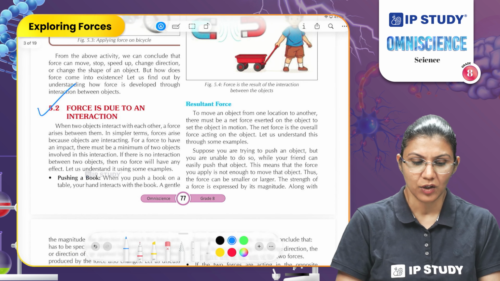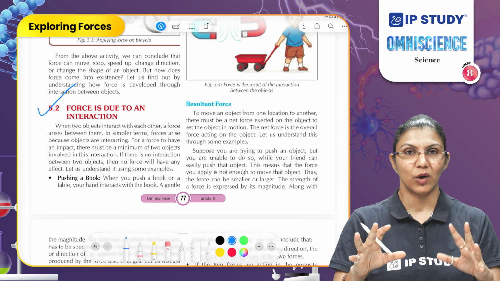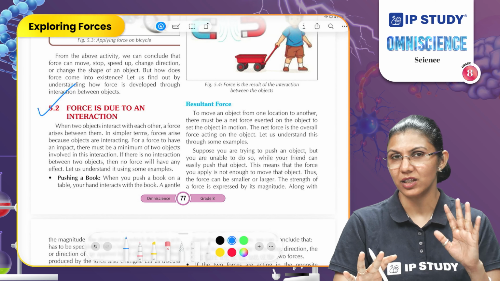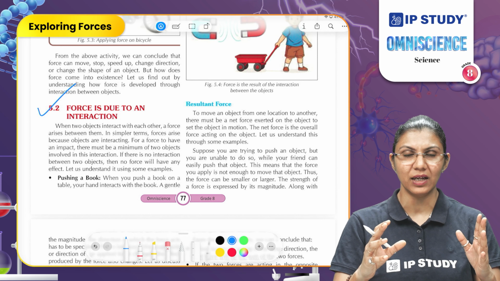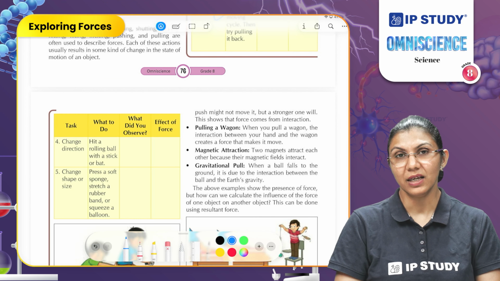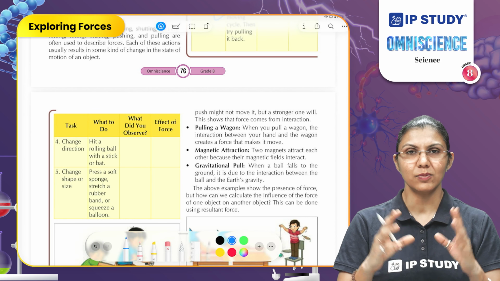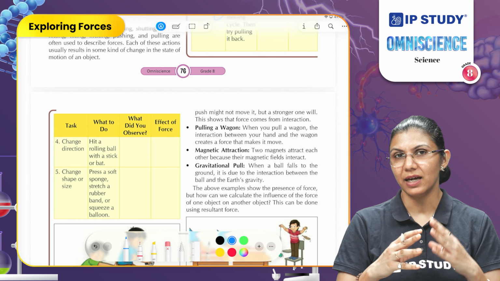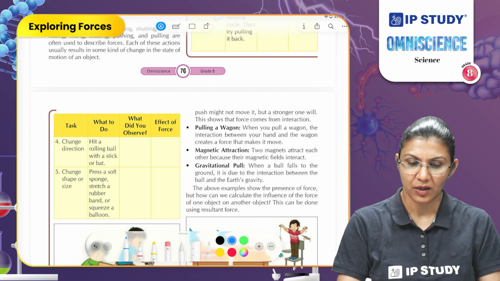For example, pushing a book. In this case, when you are pushing the book, you are a living thing and the book is a non-living thing. So, you are making an interaction with the non-living thing and then applying the force. So, the interaction is between one living and one non-living thing. Pulling a wagon. If a wagon is connected to an engine, in that case both objects are non-living and the interaction is made between two non-living objects, and one is applying force on the other to change its position.